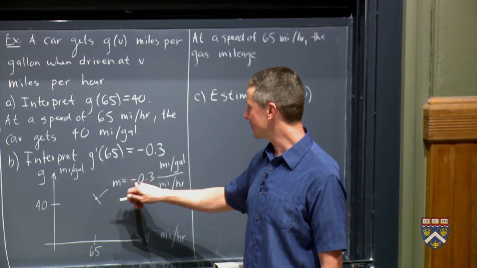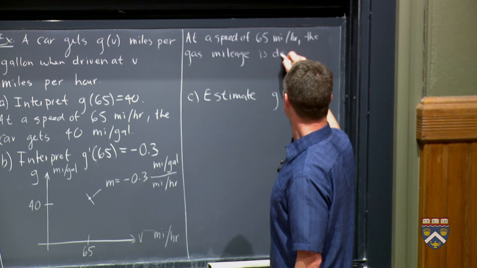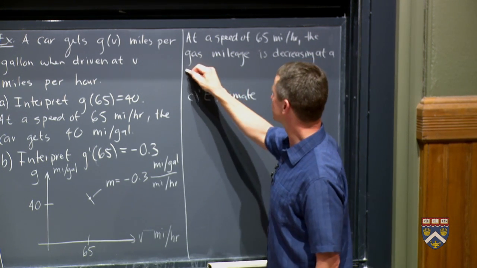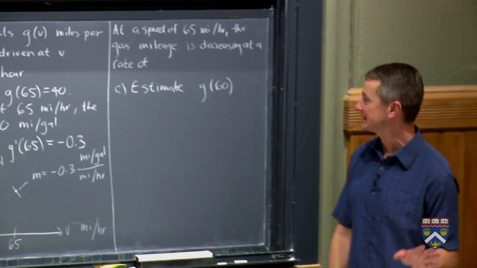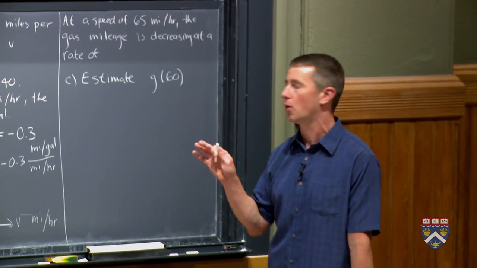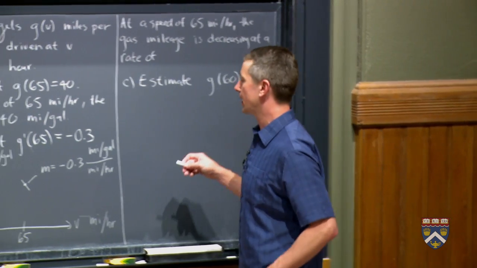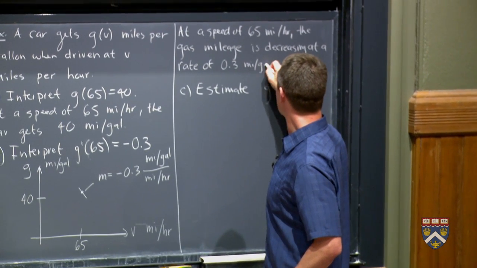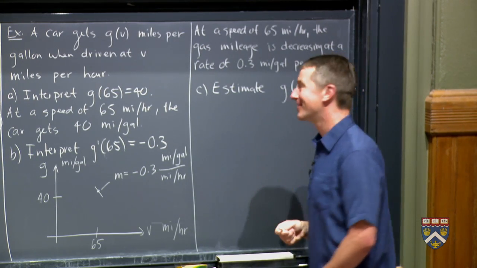We know that the gas mileage is decreasing because we have a negative slope. So the gas mileage is decreasing at a rate of, and again, you'll notice that we're really emphasizing that we understand that this is an instantaneous rate of change. There's no each, there's no every, there's no all. All we know is what's happening right at 65 miles per hour. Decreasing at a rate of 0.3 miles per gallon per mile per hour.